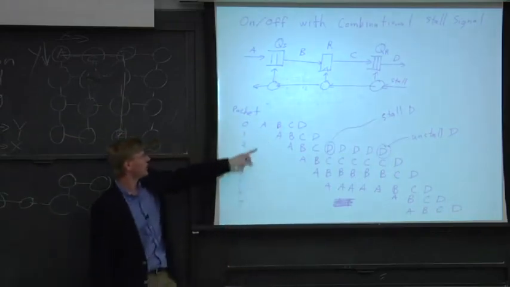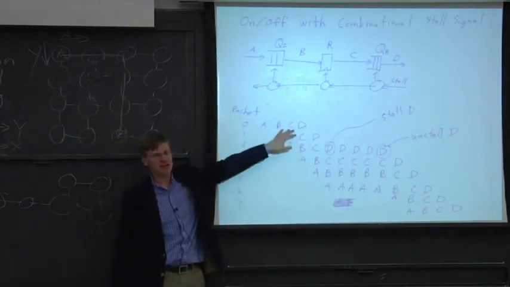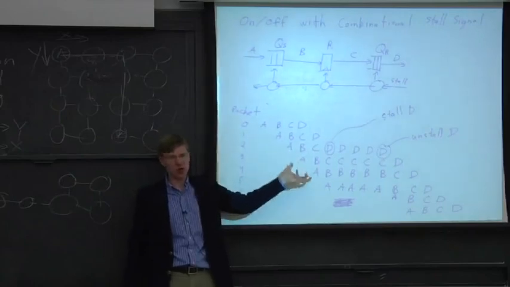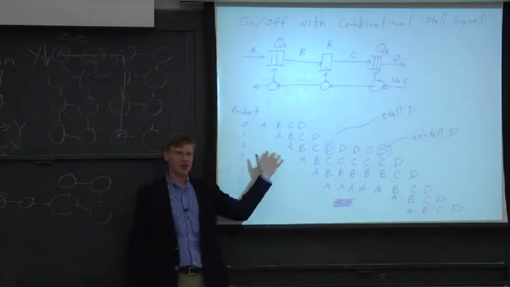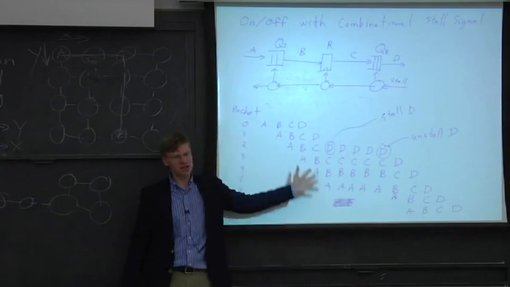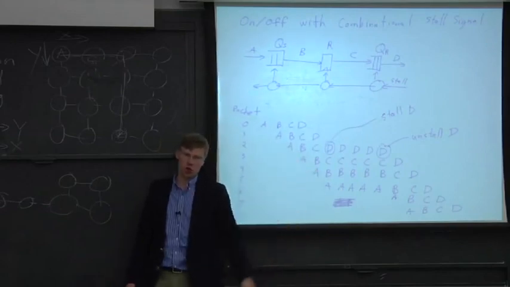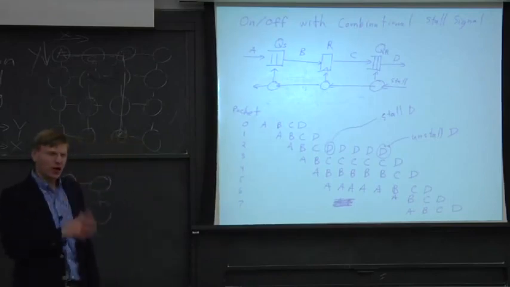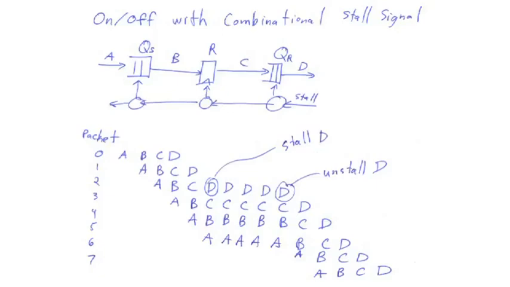Sorry, what this is showing is packets. These are complete packets getting sent, or complete flits getting sent. This is our flow control unit. So each one of these A, B, C, and D is a uniquely flow-controllable unit. So that's on-off flow control with a combinational stall signal.